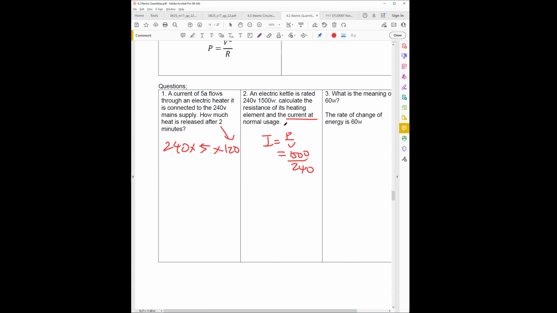And the current, right? Calculate the resistance and the current. So for your resistance, you have voltage, you have power. You're supposed to use the P equals V squared over R formula. Your R is equal to V squared over P, which in this case here will be 240 squared divided by 1500.